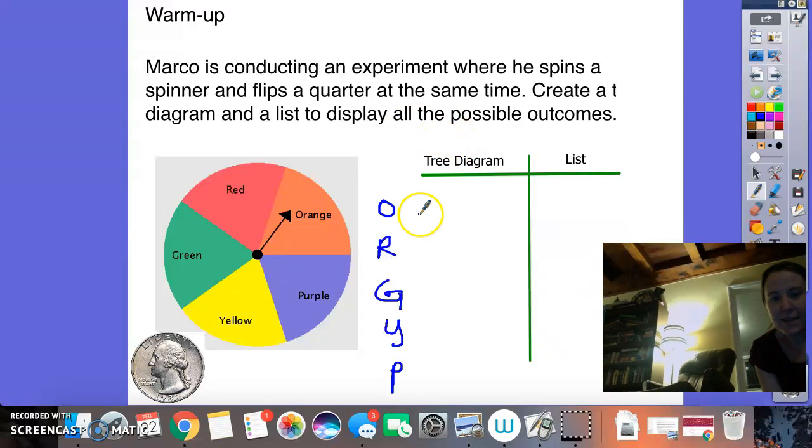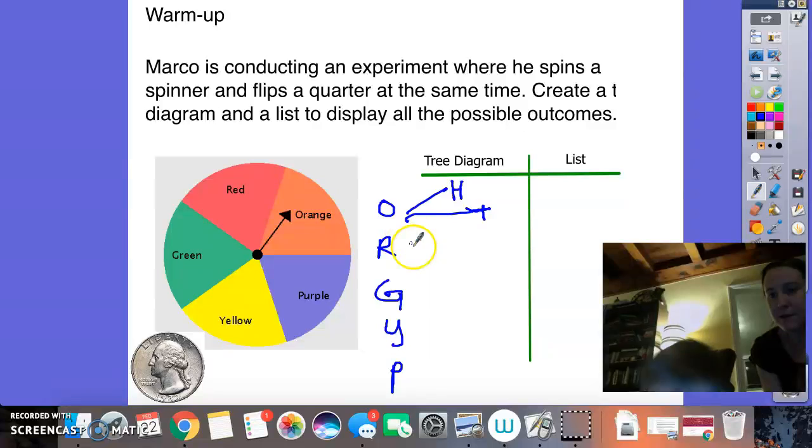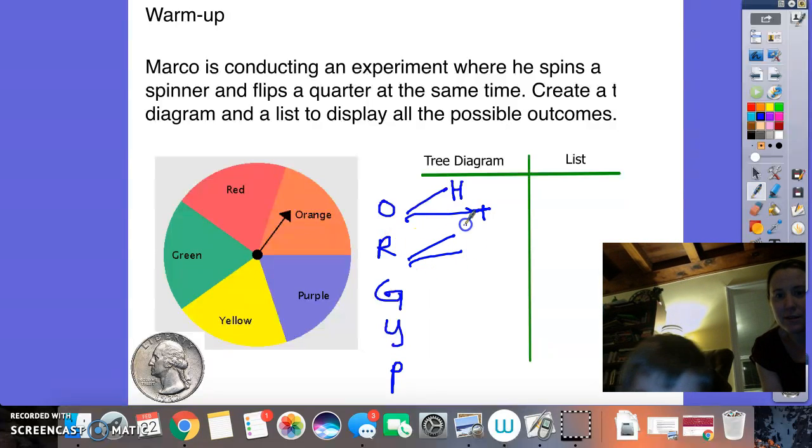Now, if I spun orange, I could get heads or tails with the coin. And that's true for any color that I would spin. I can always get heads or tails when I flip the coin.